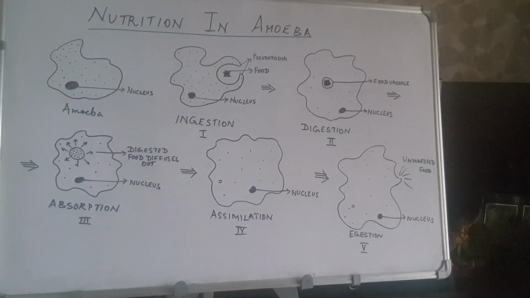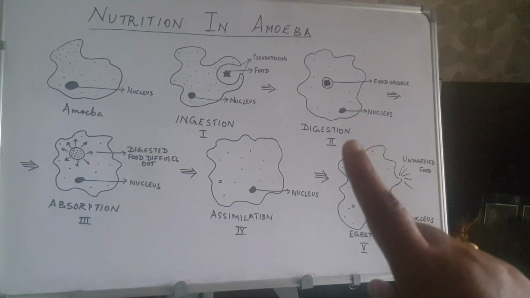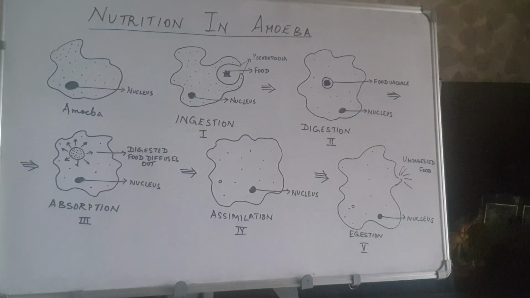These digestive enzymes present in the body of amoeba help in digestion, that is breaking the food into very small particles, and that happens in the second step, digestion. Coming to the third step, that is absorption. You know that there occurs digestion. After digestion, what happens? It will be absorbed into the bloodstream. But in the case of amoeba, there is no bloodstream, so it will be spread throughout the body of the amoeba.